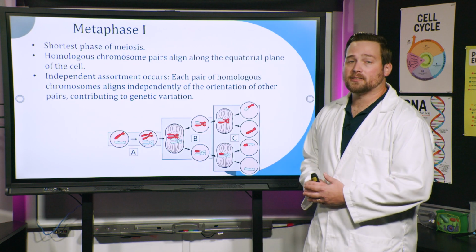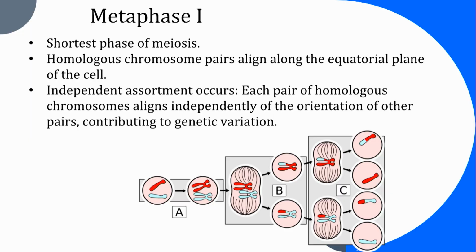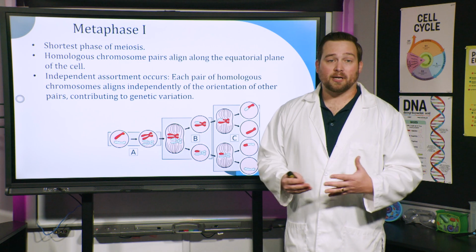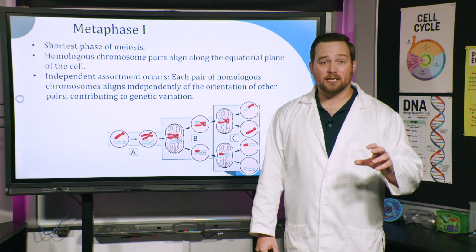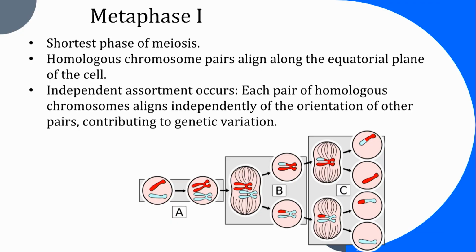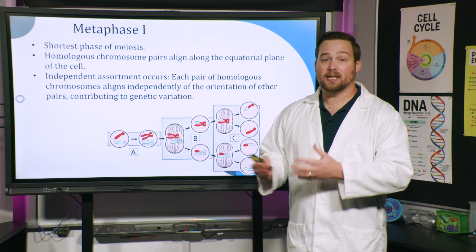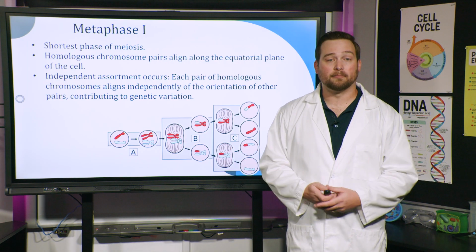Okay, so that leads us into metaphase 1. What's happening in metaphase 1? What you really want to know is that it's lining up in the middle, right? Meta, middle, they both start with the letter M. Something else kind of important happens here, and that's known as independent assortment. Each pair of homologous chromosomes align independently of the orientation of other pairs, contributing to genetic variation. Independent assortment just means you can get any trait independently of what you've already gotten, okay?